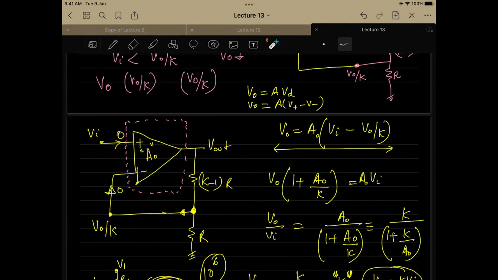Okay, sir. Yes, sir, I got this calculation part, but I just could not understand why we are trying to make VO equal to K VI.